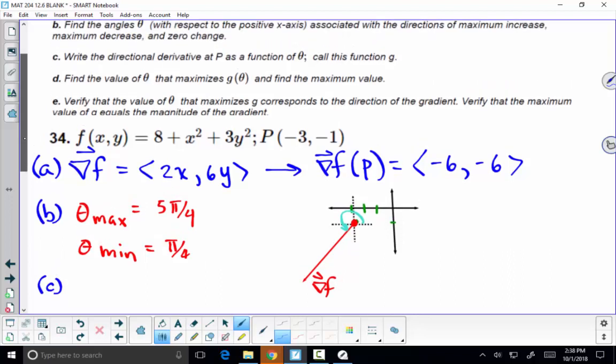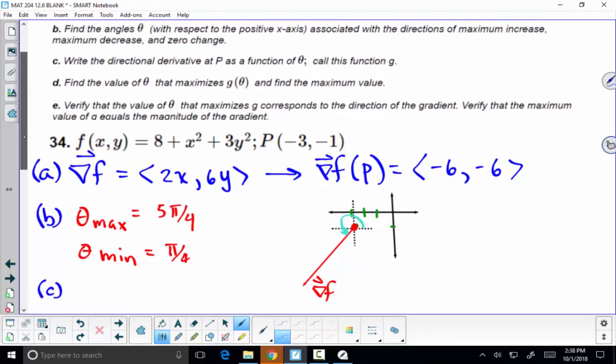It was still part B. Sorry, I missed that part. So the end of part B says also zero change. So the angles for zero change, we'll call it theta sub no change, would be pi over 4 or 7 pi over 4. Everybody okay with that? No. Can you explain that again? I'm not okay with that either.